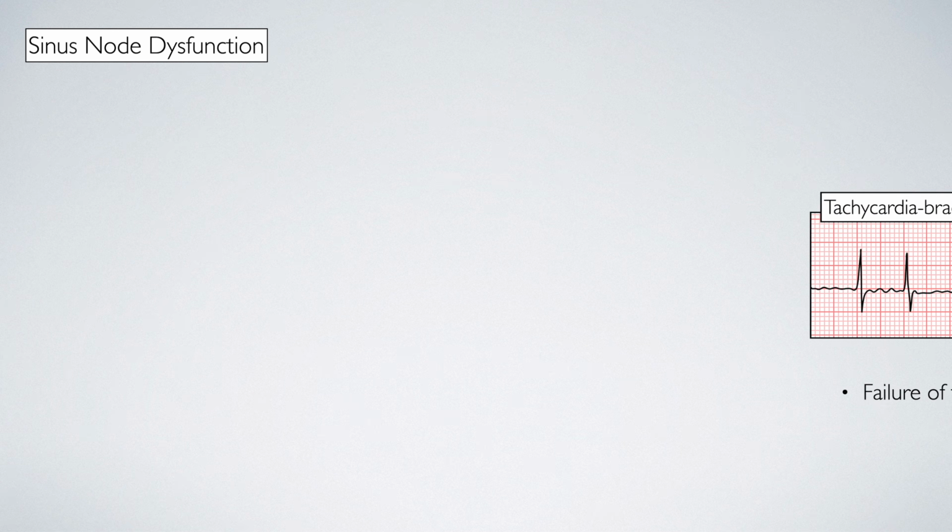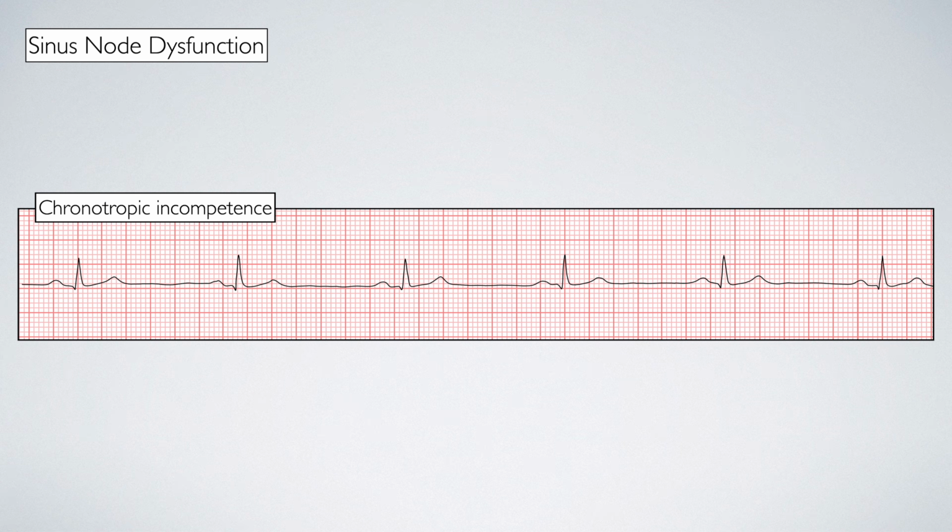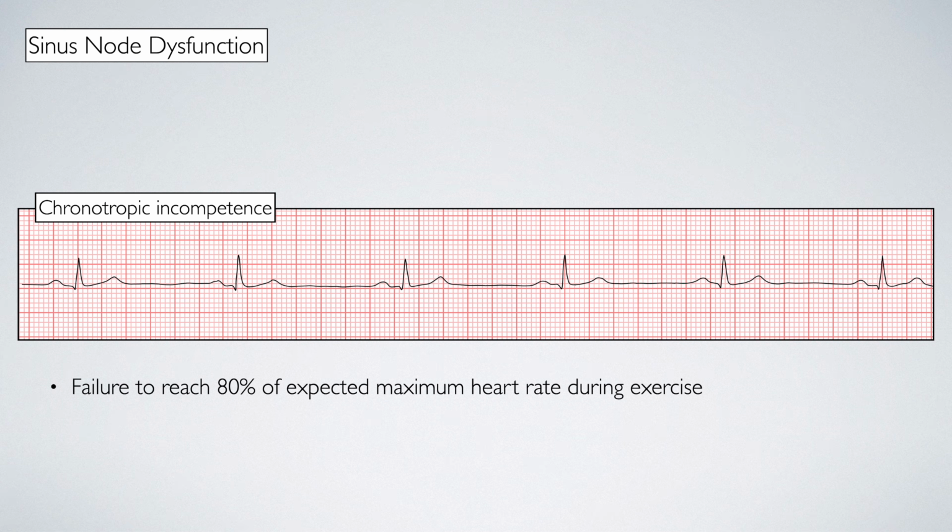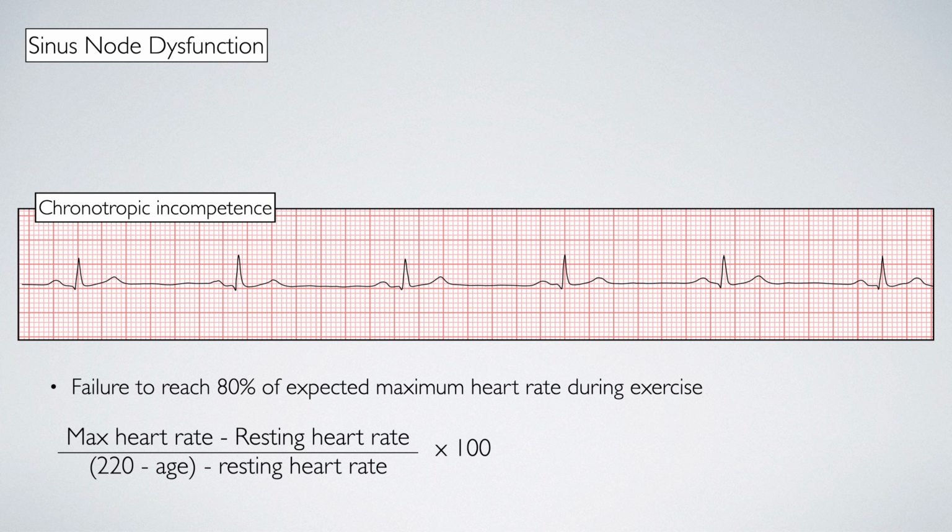Finally, there is chronotropic incompetence. This is a failure of the sinus node to produce 80% of the expected maximum heart rate during exercise. The maximum heart rate is calculated using the following equation, and patients perform a treadmill test to determine whether the heart rate is able to rise adequately.